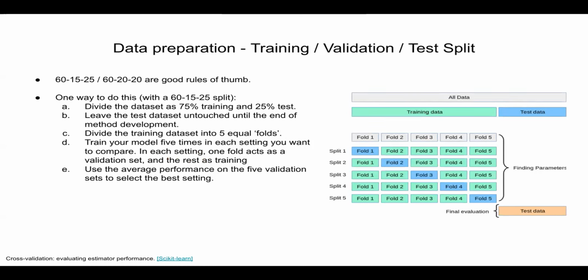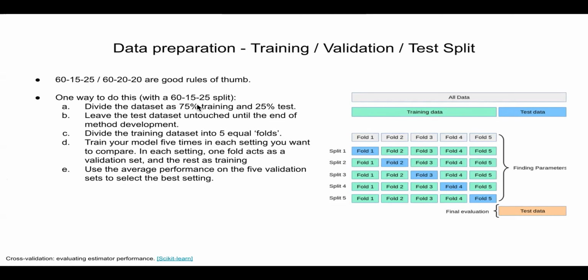Then how many images to put in training, validation, and test? 60, 15, 25, or 60, 20, 20. These sound like good rules of thumb. And one way to do this in detail is, if I choose 60, 15, 25, then I should first split 75 and 25 for training and test.